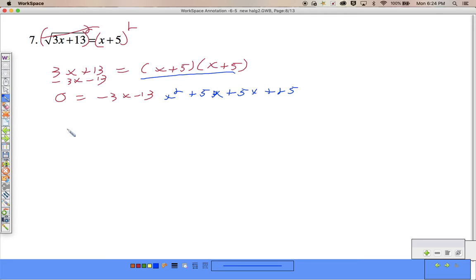All right, I got a square, so maybe two answers. Add like terms. That's 10x, 7x, plus 12. Factor.